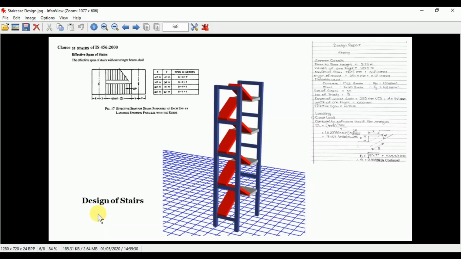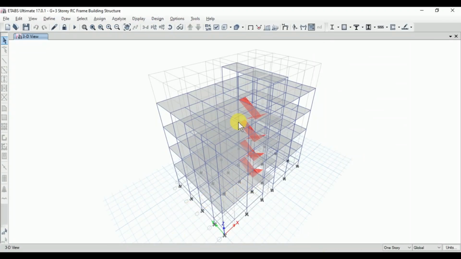In this video lecture, we'll see the manual design calculations for the design of stairs. So now you will ask, what is the use of modeling the staircase in the computer software ETABS? In ETABS, we need to consider all the loads which are coming on the structure, so we need to consider the loads coming over the staircase. For that, we model the staircase.